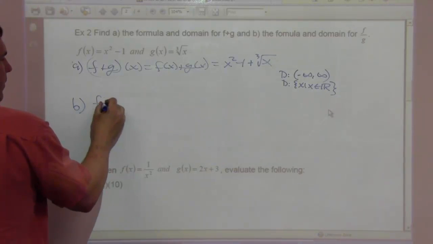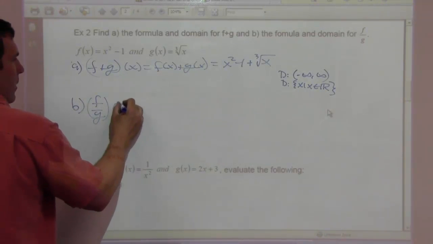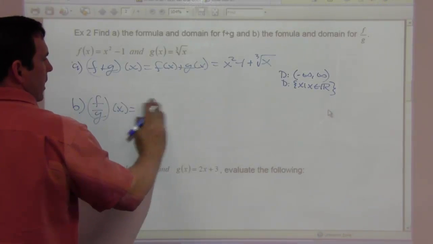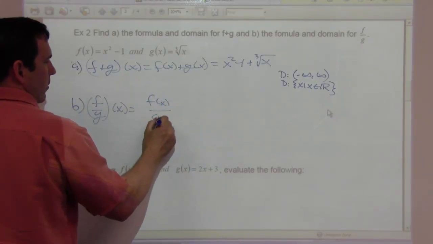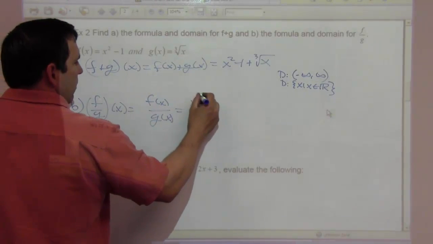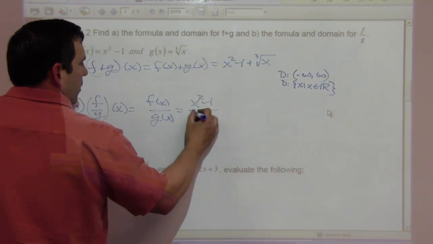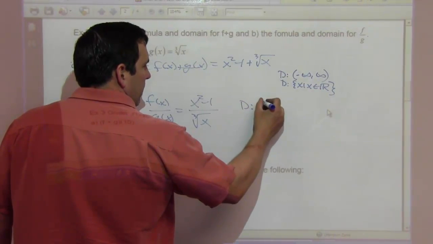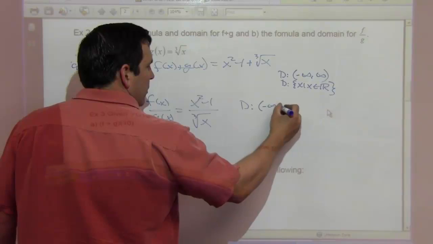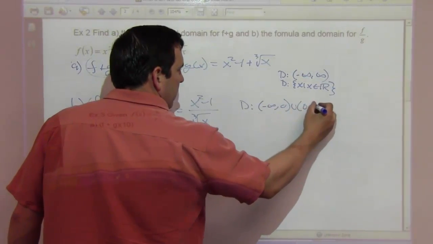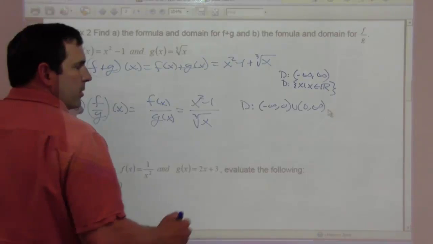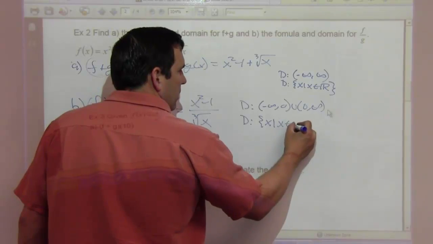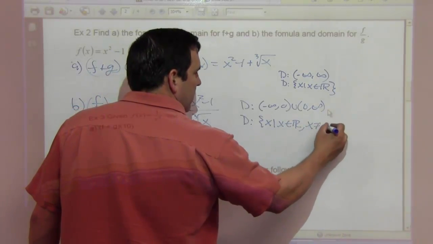For b, f divided by g of x is f of x over g of x, which is x squared minus 1 over the cube root of x. Now the domain for this one would be what? Negative infinity up to 0, not including 0, then 0 to infinity. Because 0 makes the denominator 0. Or you can say the domain is x such that x is in the reals and x is not equal to 0.